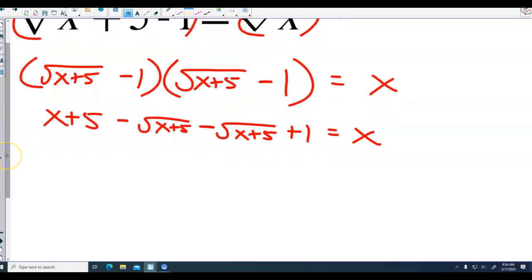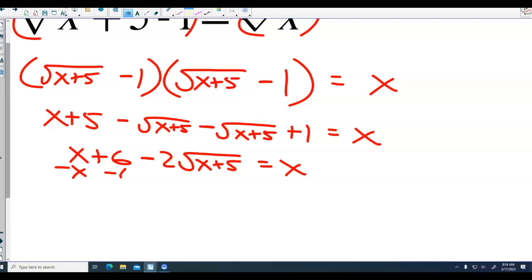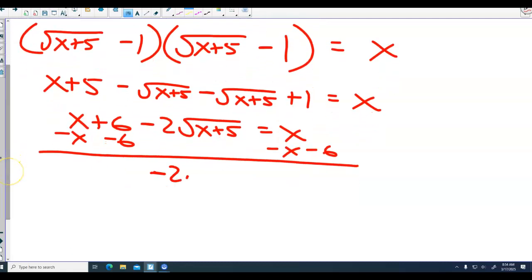I'm now going to combine like terms. x plus 6 minus 2 times the square root of x plus 5 equals x. Now I'm down to one radical. I need to get that radical alone. I'm going to subtract x and 6 on both sides. And we're going to be left with negative 2 radical x plus 5 equals negative 6.